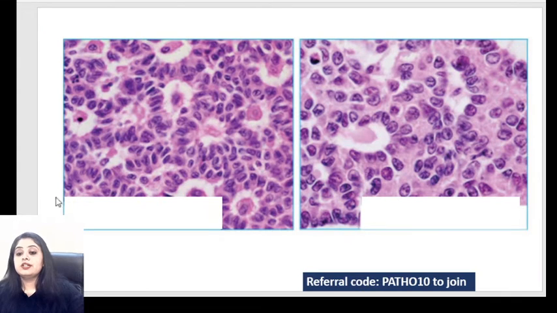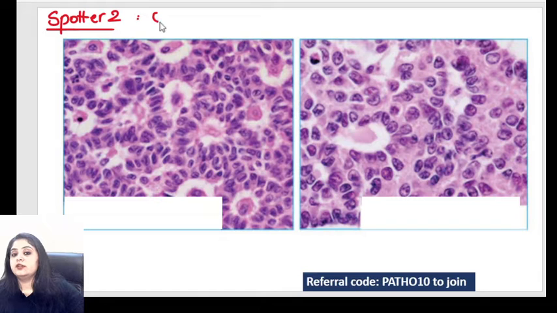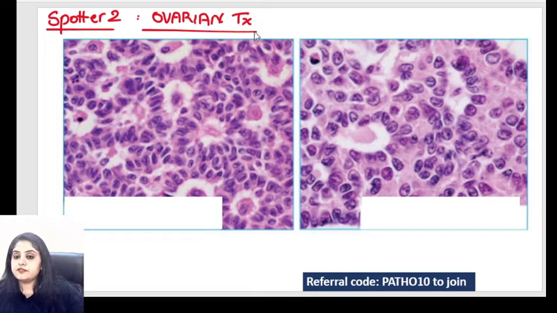I did not give you a history for it, but I hope you guys were able to assess and come to an answer. There were 2 images given. In case you need a history for this second spotter, it's an ovarian tumor. It's an ovarian tumor, and for those who did not identify it without a history, I hope now after a history you do get to know the image number 1.